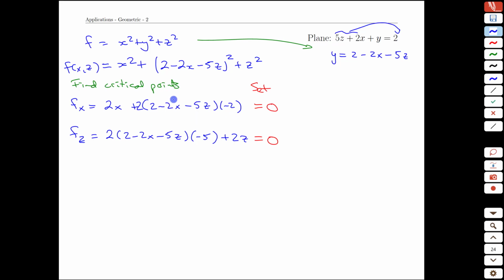I think it makes the most sense to expand all of this out as much as possible. We're going to have 2x, and then we have 2 times negative 2, so that's negative 4 times everything inside. So we'll have negative 8 plus 8x plus 20z's equals 0.